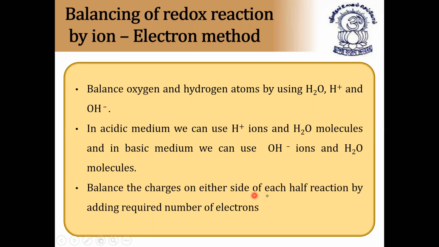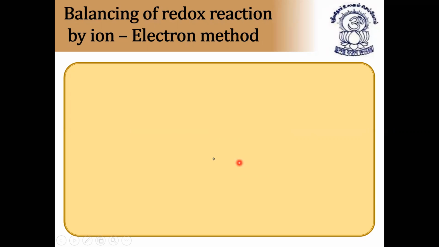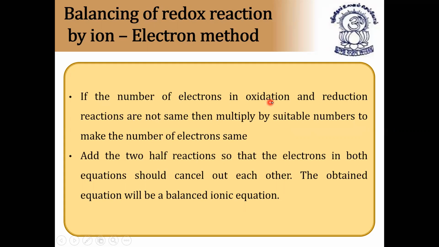Balance the charges on either side of each half reaction by adding the required number of electrons. Same as the oxidation number method. But here, we have to do it clearly, because they will not give compounds here, they will give only ions. That is called the ion electron method. Balance the charges on either side of the half reaction by adding an equal number of electrons. If the number of electrons in the oxidation and reduction reactions are not the same, then multiply by suitable numbers to make the number of electrons the same, as we have done previously.